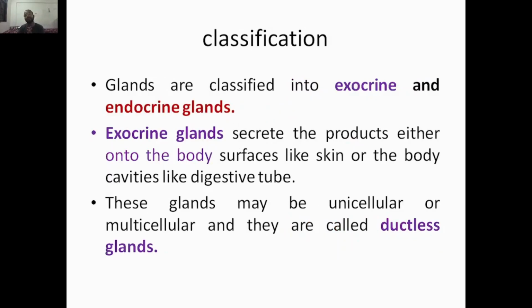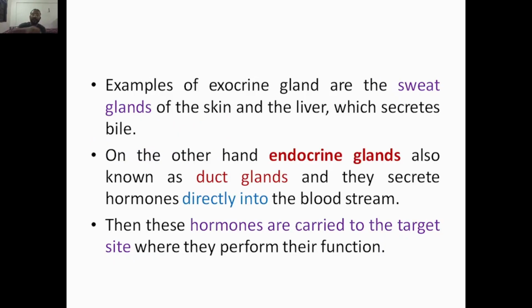Now, classification of glands. Glands are classified into exocrine glands and endocrine glands. We know that this is also from your PUC. Exocrine glands secrete their products either onto body surfaces like the skin or into body cavities like the tubes, and these glands may be unicellular or multicellular. Examples of exocrine glands are the sweat glands of the skin and the liver, which secretes bile, right? For skin we have sweat glands, for liver we have bile.